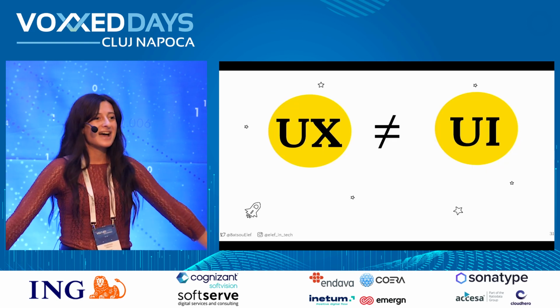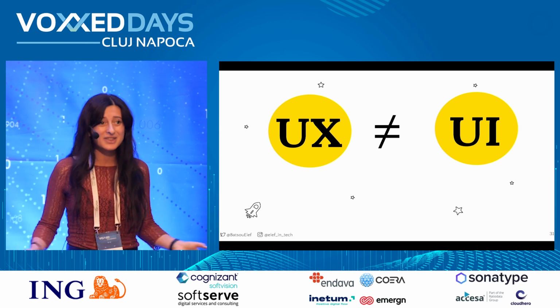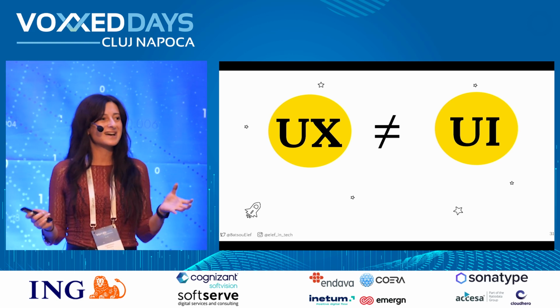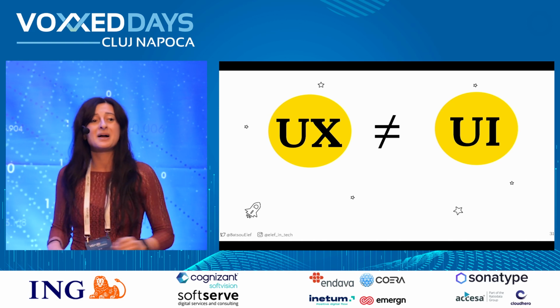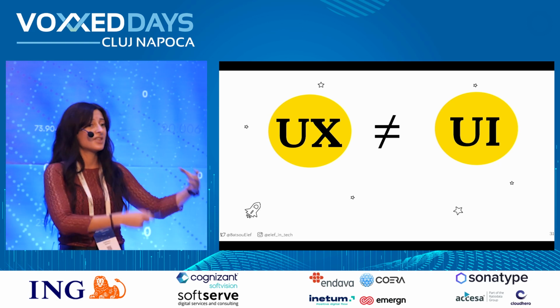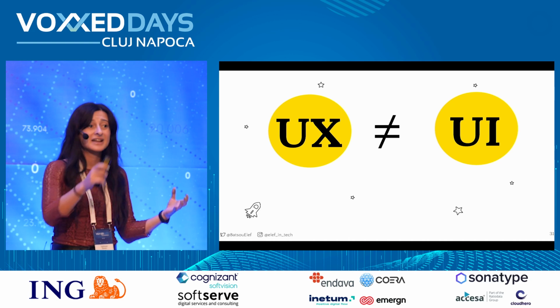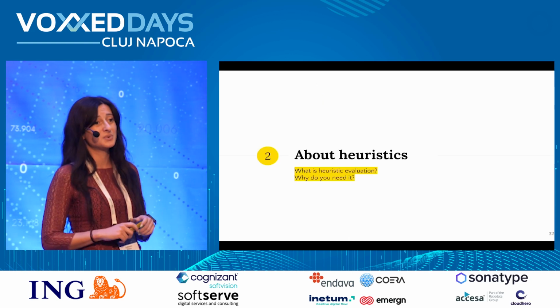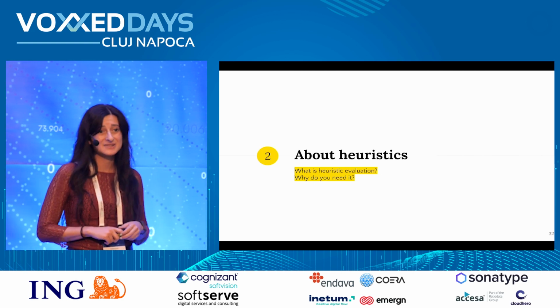Okay, now we have covered UX, we have covered UI, and I'm pretty sure that we have all realized what those things are and how they are connected. But as a quick recap, UI, it can't be standalone without the UX. We have to have UX in order to have UI, and then we can move on to code. So let's continue now with heuristics.